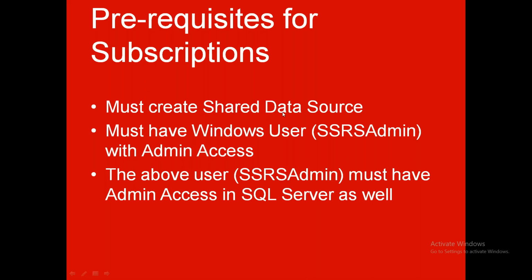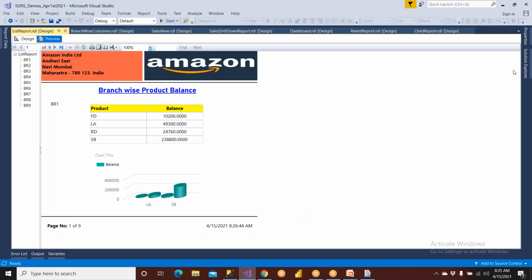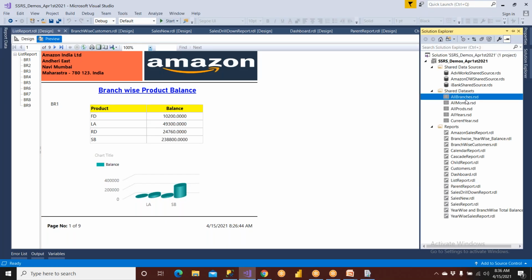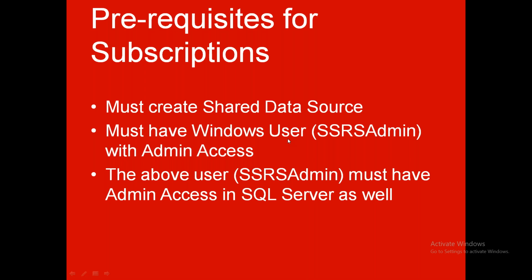Must create a shared data source. Already we are using shared data sources, right? So that is already done. We have AdventureWorks, we have Amazon, we have iBank, all the shared data sources we are using. That is one thing. Must have a Windows user with admin access. One user ID you need to use with the admin access. You can have any name, but I am creating one more user ID with SSRS admin. The above user must have admin access in SQL Server as well. So these are the three things that you should create. What is the first one? Must create a data source. That is done already.